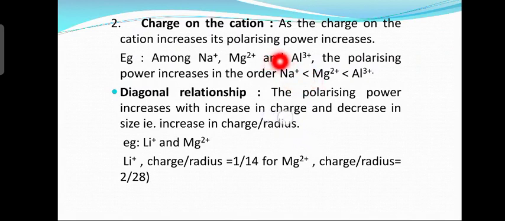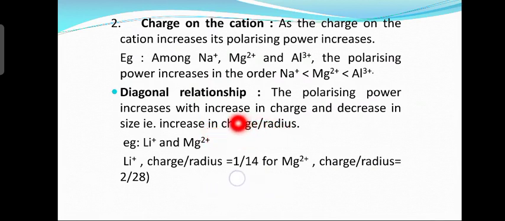Now as the charge increases, you can see the charge of aluminum is more, so it has high polarizing power. Now what is the diagonal relationship? The polarizing power increases with increase in charge and decrease in size. So as the size decreases and charge increases, polarizing power also increases. Now it depends upon the charge by radius ratio.